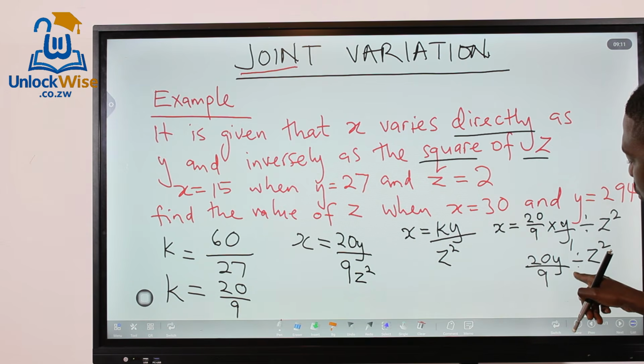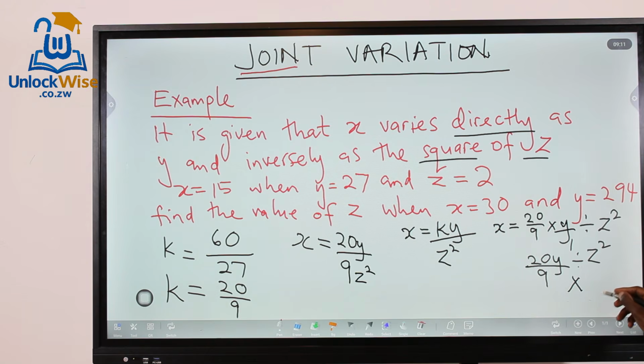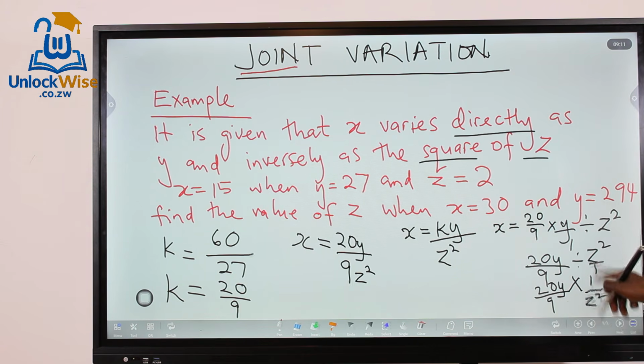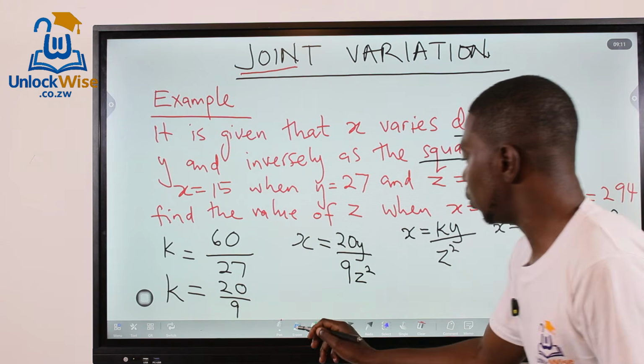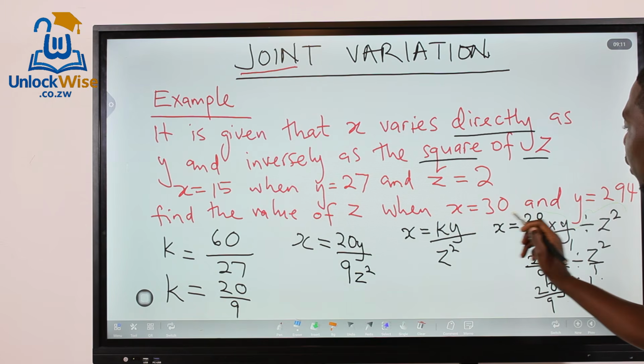And for us to divide this, we will multiply by the reciprocal of this one, which means that we are going to have z over 1 here, and it will become 1 over z squared, right? So it's 20 y over 9 times 1 over z squared. And if we say numerator times numerator, we are going to have 20y. And if we say denominator times denominator, we are going to have 9z squared. That is why I had to write it like this, right? So let's hope you understood why I had it like that, right?